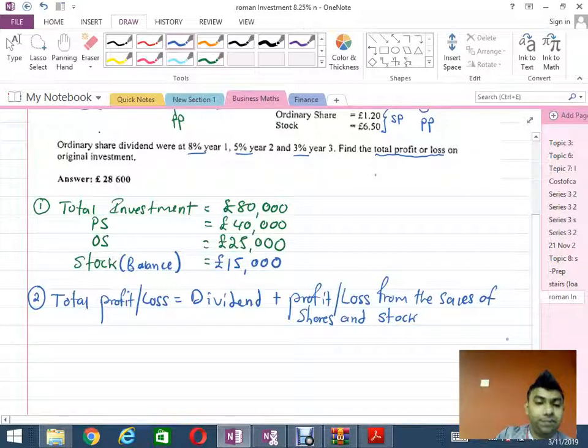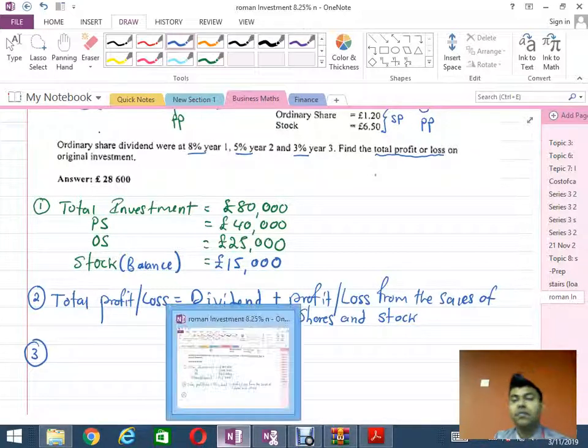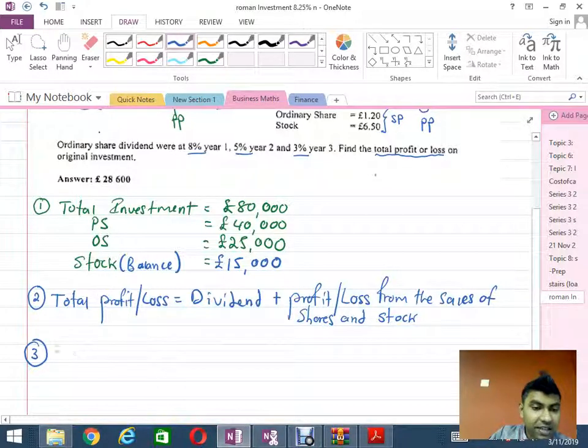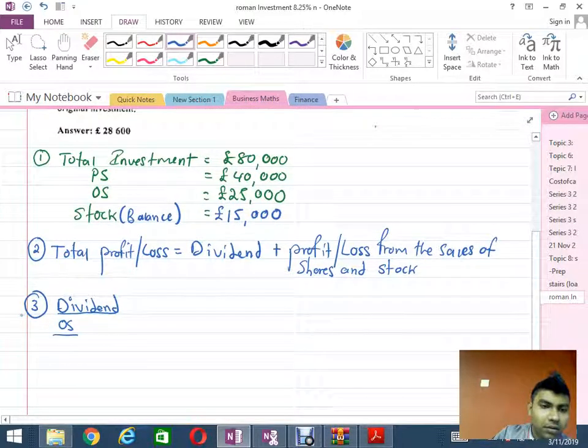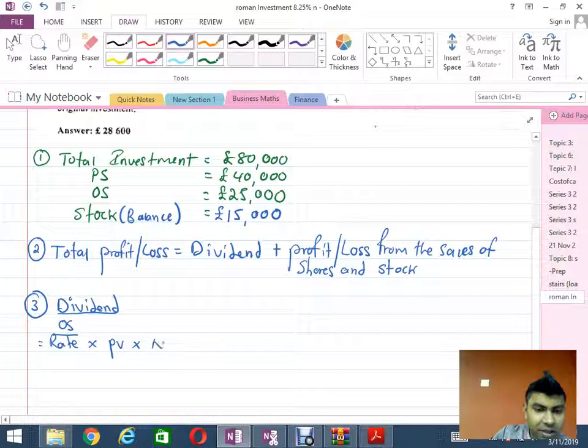Now, number 3, we need to calculate the dividend. So you start with what? Ordinary share. So what's the formula? Rate times par value times number of shares.